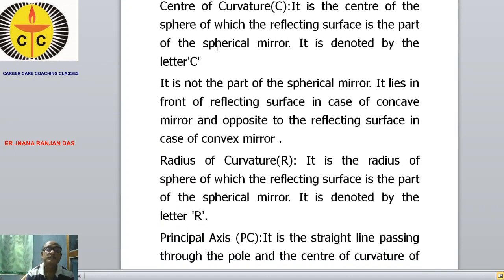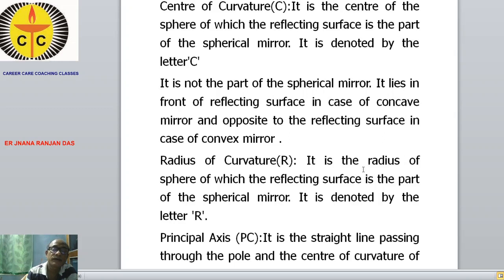So in case of a concave mirror and in case of a convex mirror, in both cases you can imagine the center of curvature.